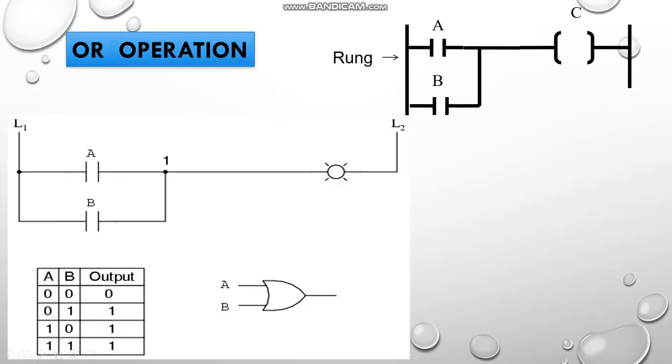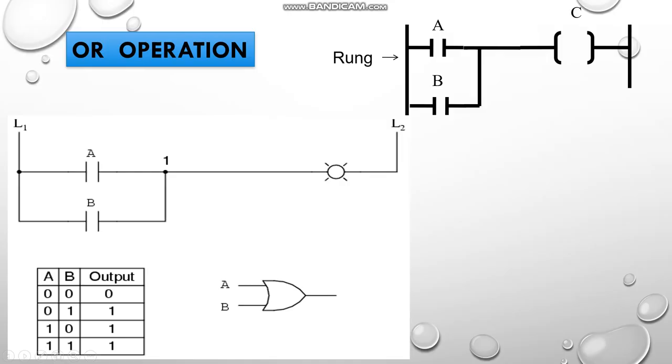So we'll see how the OR operation is working. In OR connections, the connections are made in parallel. Whatever you are seeing here as L1 is called a rung, and the inner structure is called the ladder. Here A and B are the two inputs. This is a standard truth table, that is 00, 01, 10, 11.